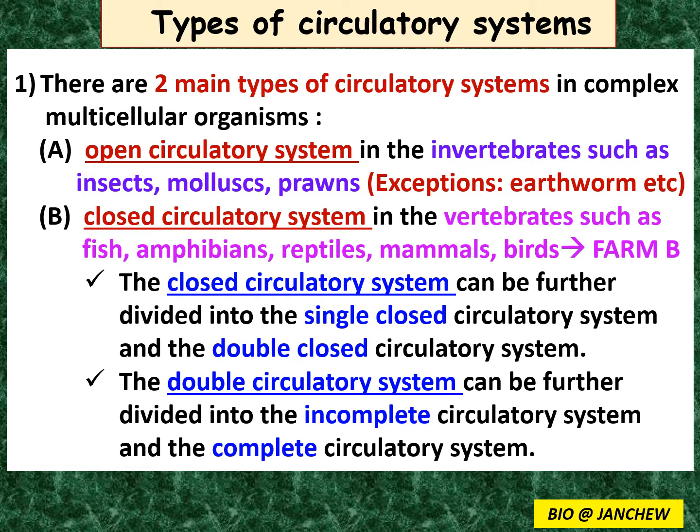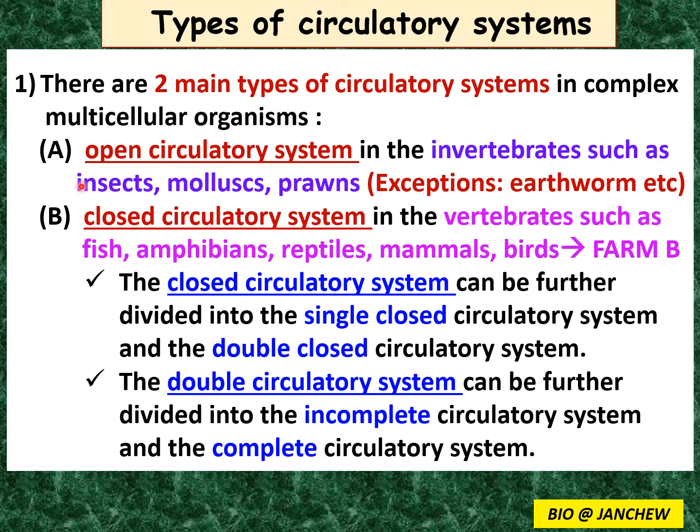So here are the notes for the overview just now, but I will not be going through it because it's simple to understand from the schematic diagram, from the chart just now. But basically, there are two main types of circulatory systems in the complex multicellular organisms, the open circulatory system and the closed circulatory system. So for the open circulatory system in the invertebrates, such as insects, mollusks, and prawns, there are exceptions too. For example, the earthworm has a closed circulatory system, but we will not be studying that. All right, these are exceptions where there are invertebrates with the closed circulatory system.